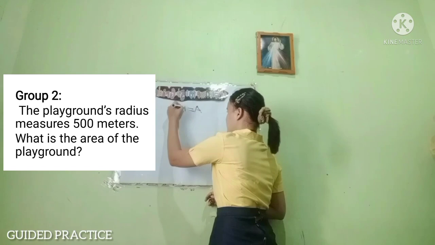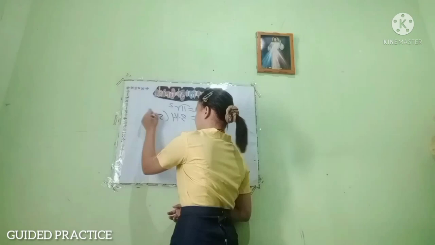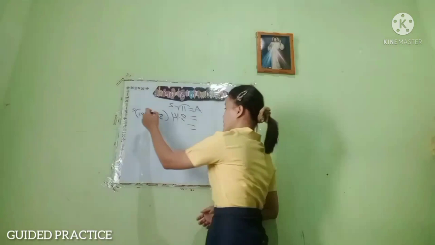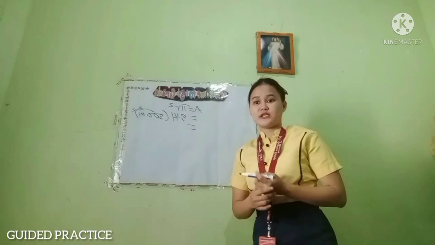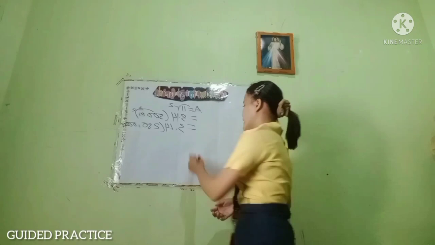We are going to check the problem solving of group 2. So A is equal to pi r squared. And then step 2 is 3.14 times what is the radius? Okay, 500 meter squared. And then step 3 is, you are going to multiply the 500 to itself. So, 3.14, 250,000 meter squared.